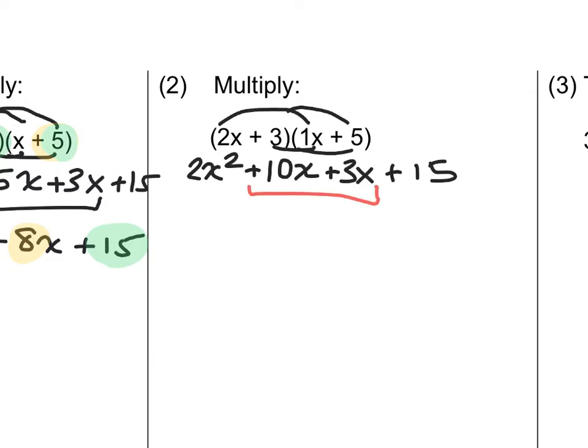All right, combine our like terms. We get a 13. All right, so 2x squared plus 13x plus 15.